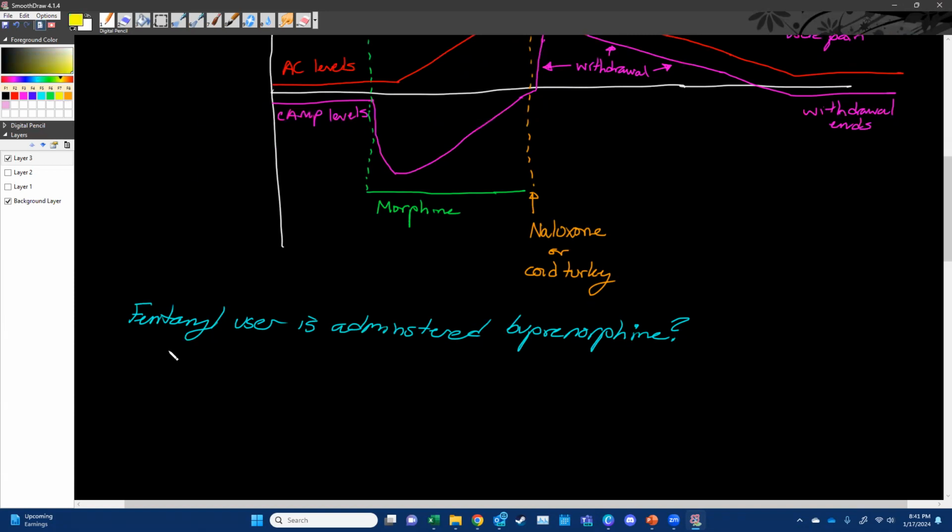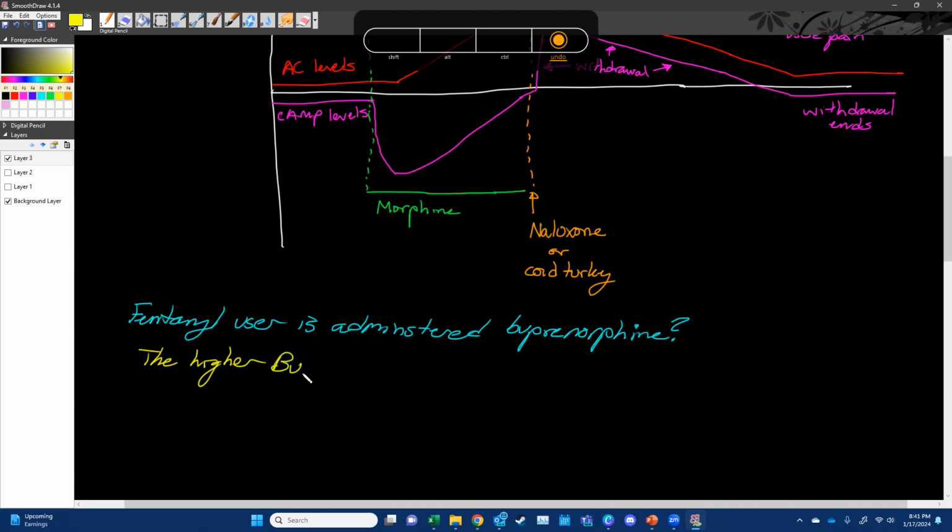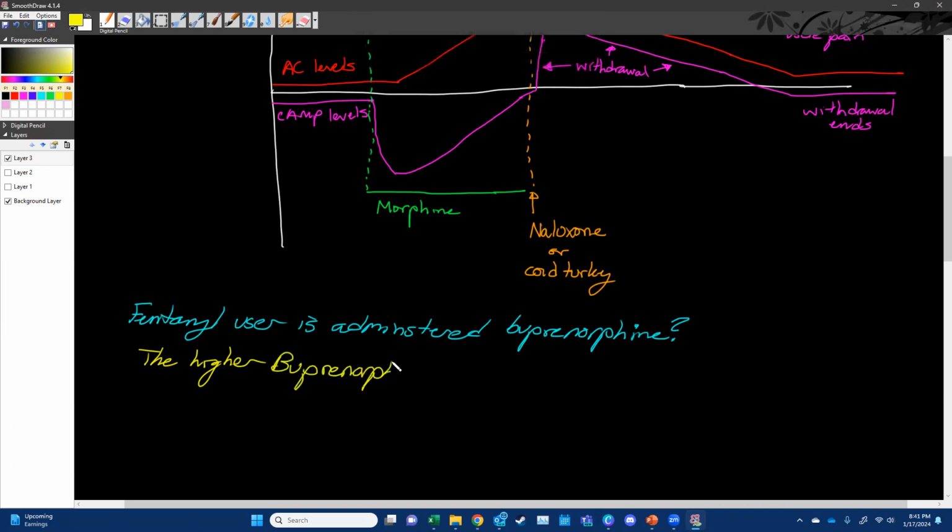Good points. What ends up happening is the higher the buprenorphine dose, the more withdrawal. Why? Why would giving someone buprenorphine, when they're on a full agonist, fentanyl, cause withdrawal? And then why is it that as you give more and more buprenorphine, you're going to make the withdrawal worse?